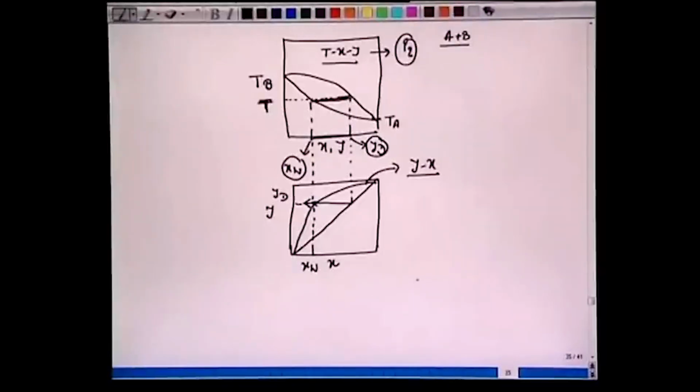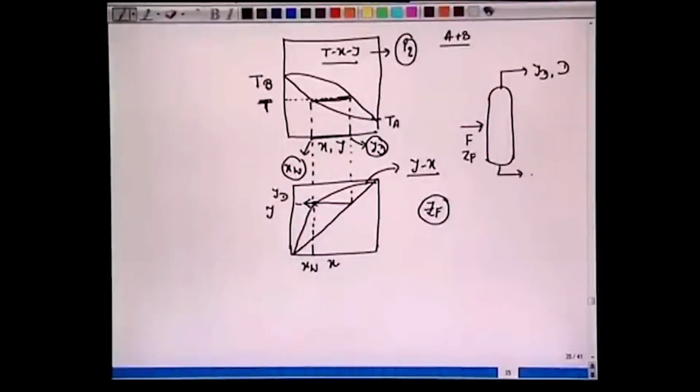Okay, underneath this, before we draw this HXY diagram, let's look at what happens to ZF, the mole fraction of component A in the feed. If we have this flash drum here, the feed was brought in at F with the composition ZF, and we have YD with total flow rate D, and XW with molar flow rate W. Let's not bring enthalpy in right now because we are working on the TXY diagram.